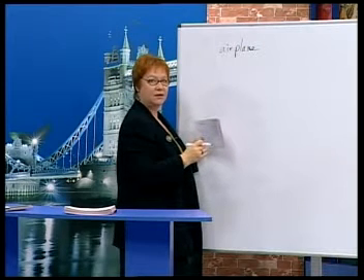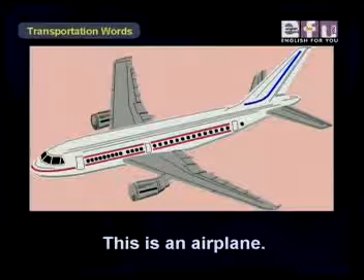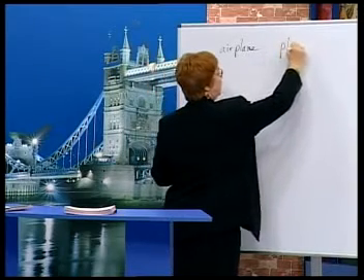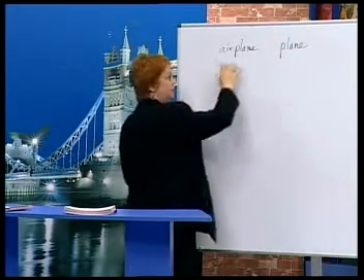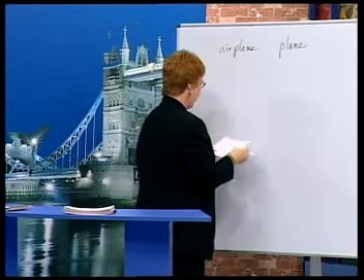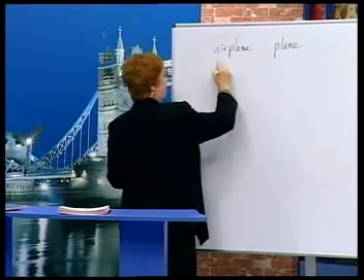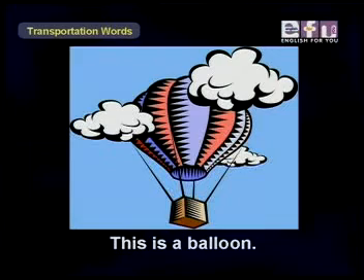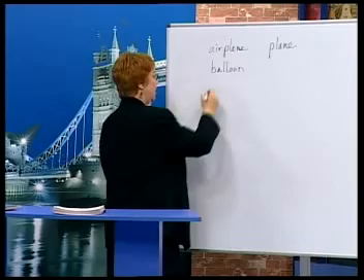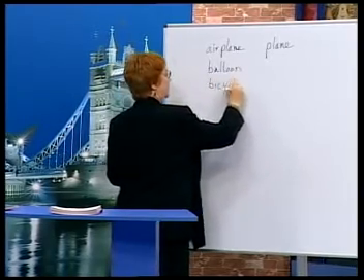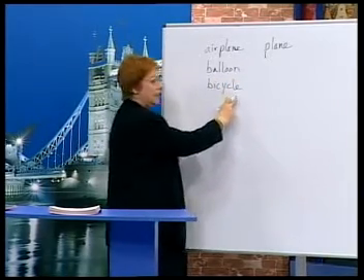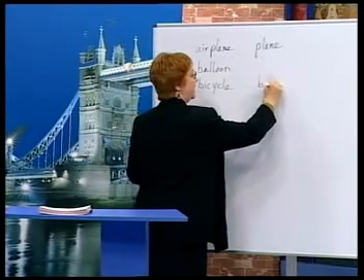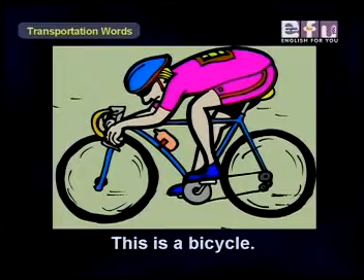An airplane. So on your screen you can see the pictures. This is an airplane. We also call it a plane for short. Airplane or plane. Okay, now the next one is a balloon. A balloon. This is a balloon. The next one is a bicycle. A bicycle. For short, we say bike. So this is a bicycle, or this is a bike.